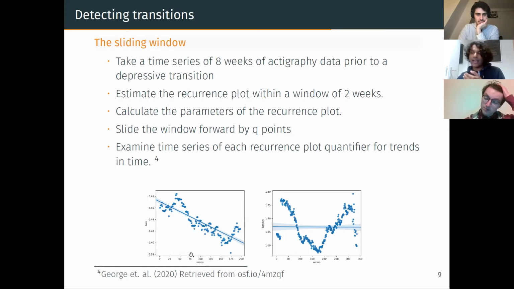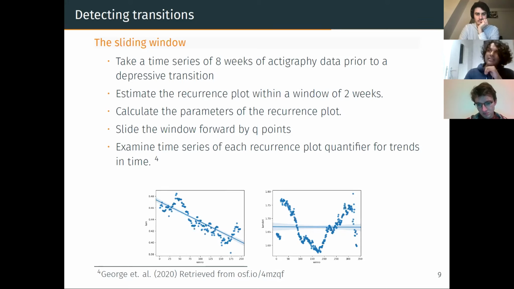So we look for something like on the left over here, where the laminarity is plotted as a moving window over time, and you can see a clear trend in this person. And not for something on the right, where we plot the laminarity determinism ratio, and we see that there is no significant trend over time.